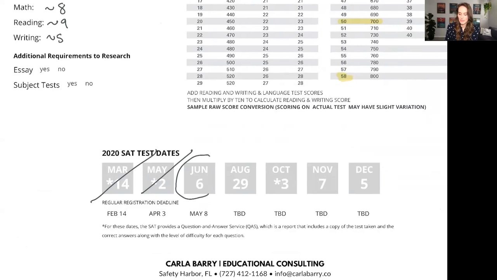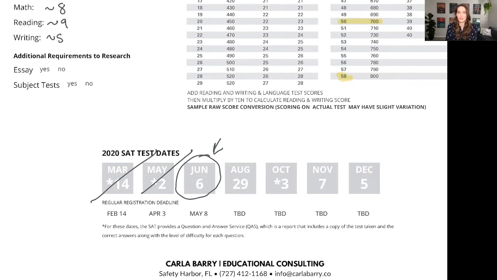June 6th is the next one. There will also be one in August, October, November. If you are not already registered for the June one and you think you may want to take it, I would register for it really soon, as in this week, because it will fill up.